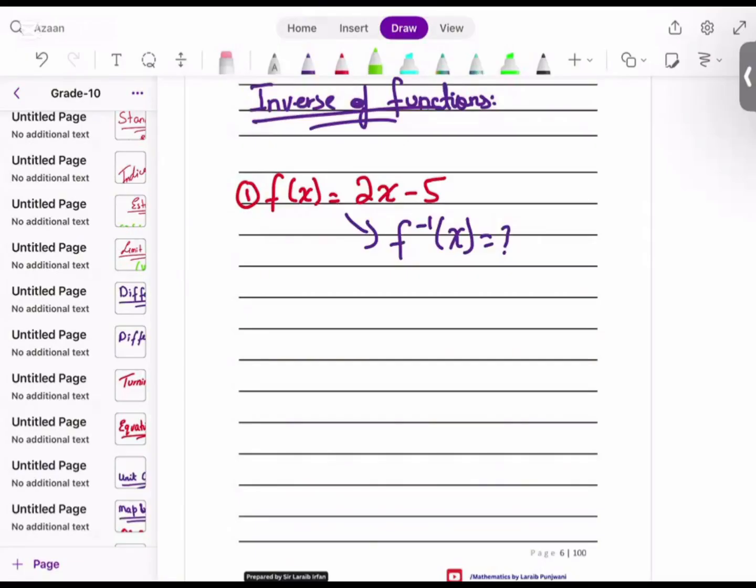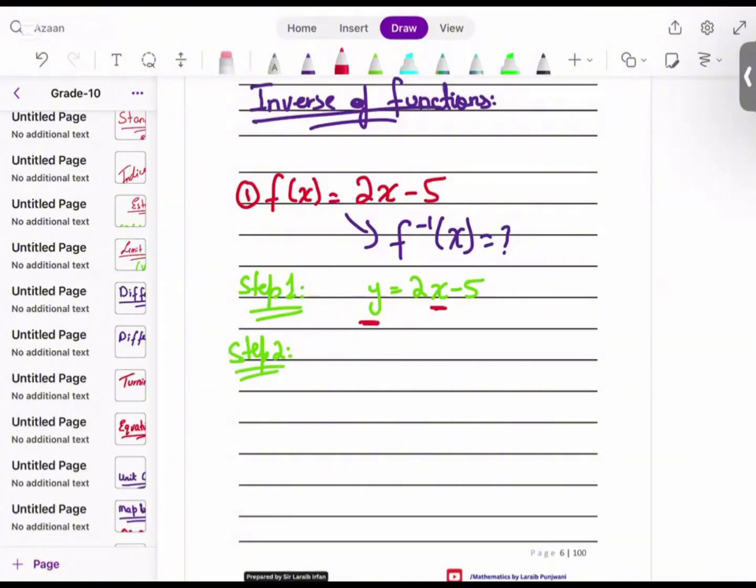The first step to find the inverse, step number 1, is take the equation equal to y: y equal to 2x minus 5. This is step number 1. Step number 2 is make x the subject. Right now, y is the subject. Now, make x the subject.